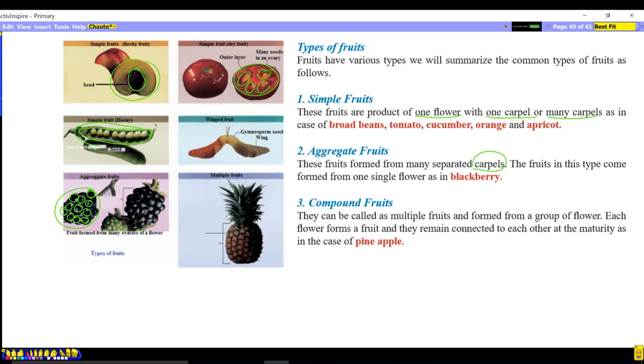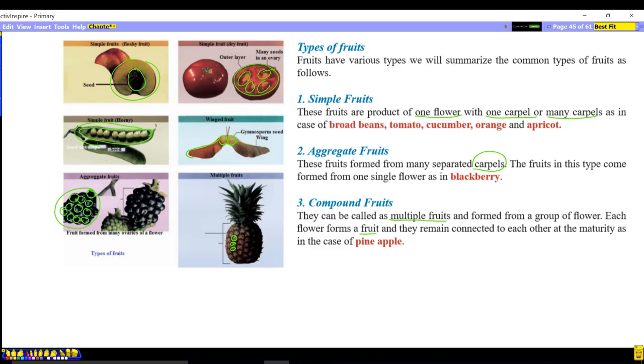The compound fruits can also be called multiple fruits, because they are formed from multiple flowers, a group of flowers. Each flower forms a fruit, but they remain connected to each other at maturity and look like just one complete fruit, like in pineapple. Not one flower, another flower, but they remain connected and grow together. The winged fruits we'll start on the next page.